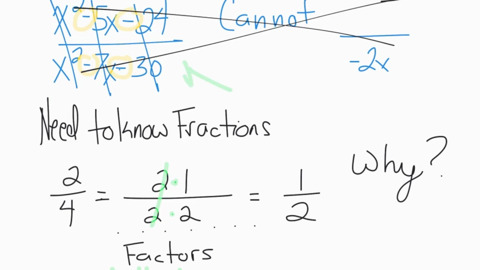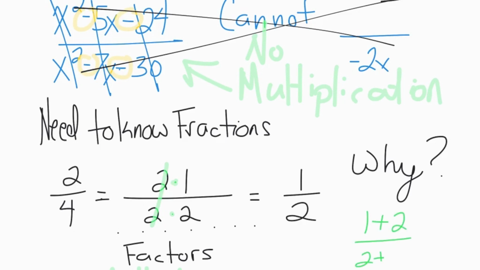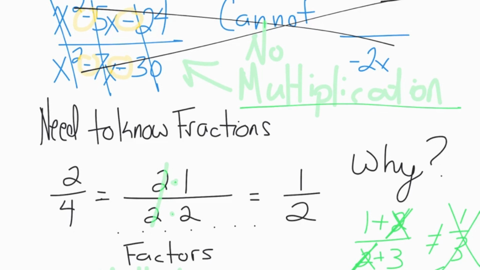Up here, what we had, there's no multiplication. So if you don't have multiplication, you cannot start just crossing things out. And why is this? If I have 1 plus 2 over 2 plus 3, I can't just start crossing these 2's out and give 1/3, because that's not what it's going to equal. 1 plus 2 is actually a 3, and 2 plus 3 is a 5, so this answer is actually 3/5 and not 1/3, because you cannot just start crossing out things that are being added to each other. That's why you cannot do that up here. So you need to know how fractions work.